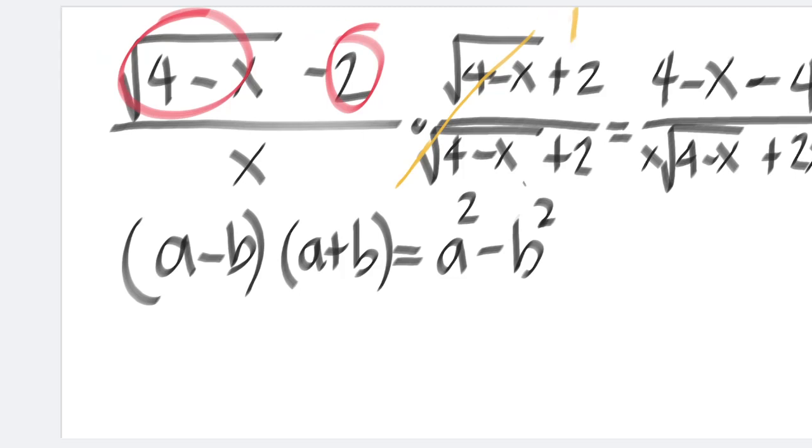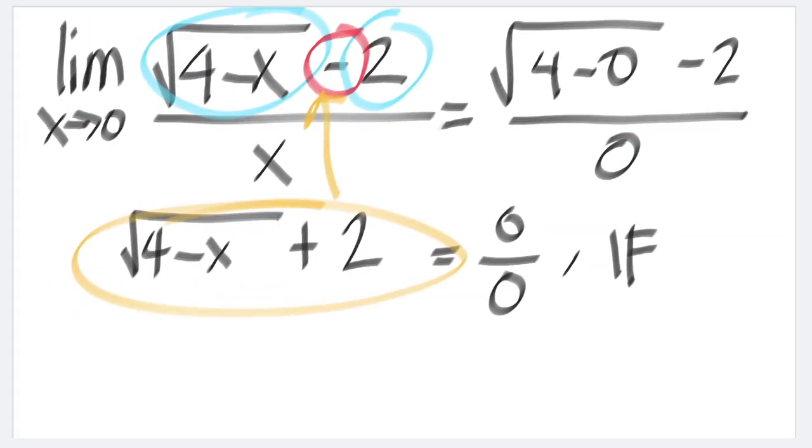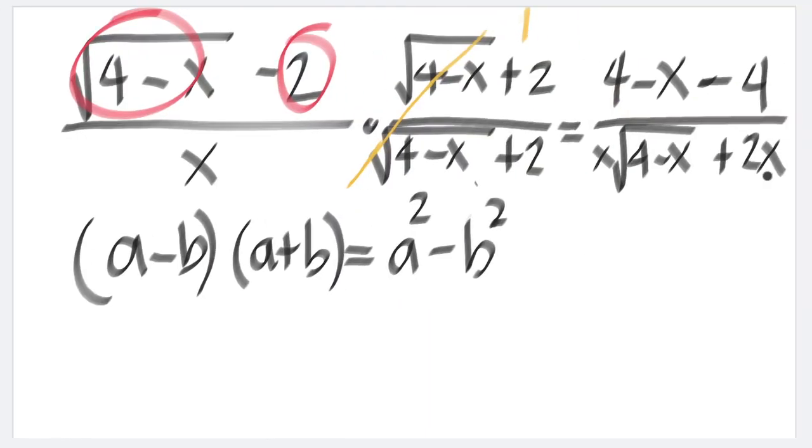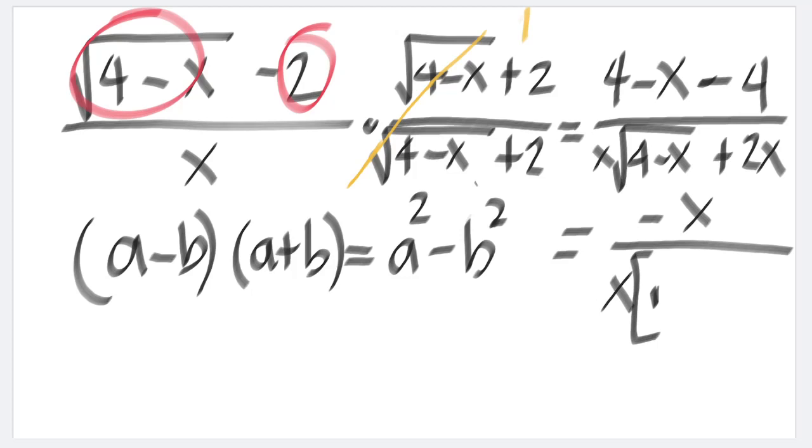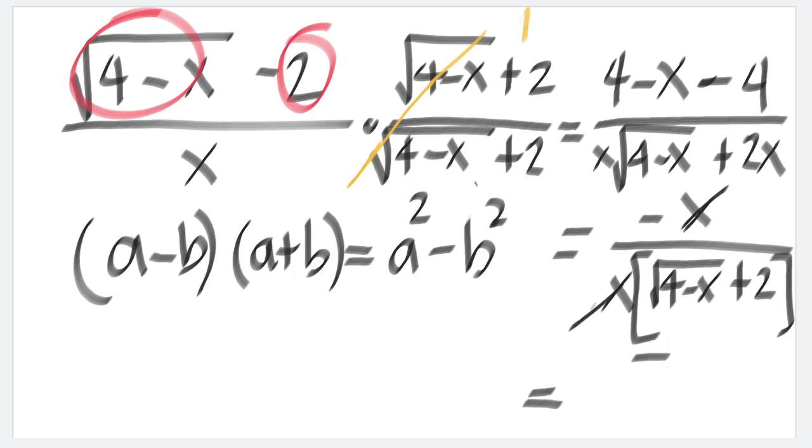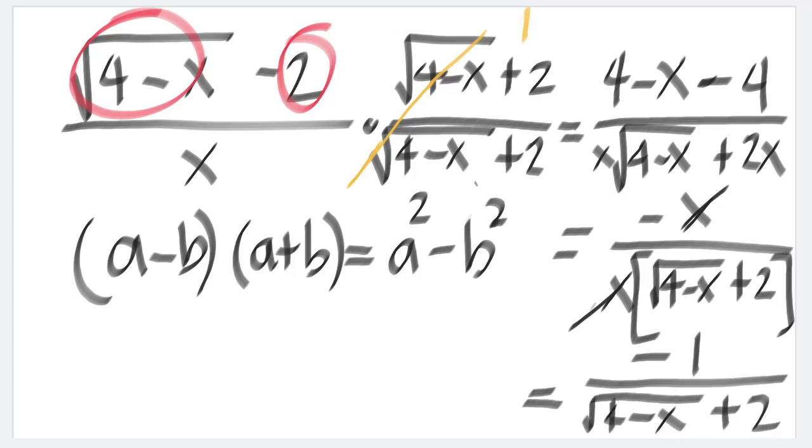So therefore, this limit, the limit of square root of 4 minus x minus 2 all over x, is just equal to this. This is equal to 4 minus 4 is 0, so negative x all over x quantity square root of 4 minus x plus 2. And of course, employing again the factor and cancel method, x will be cancelled, so the remaining terms are, for the numerator, negative 1, and for the denominator, square root of 4 minus x plus 2.